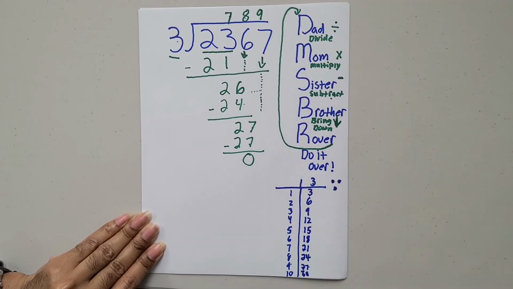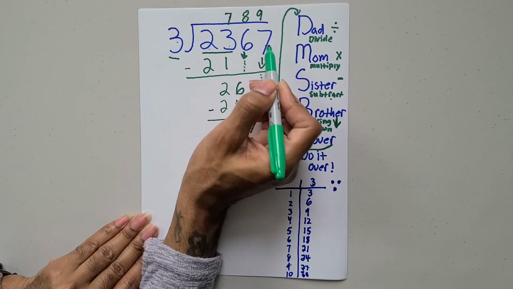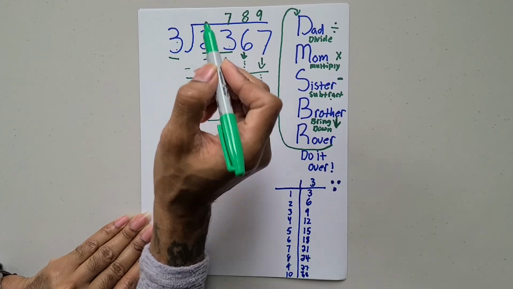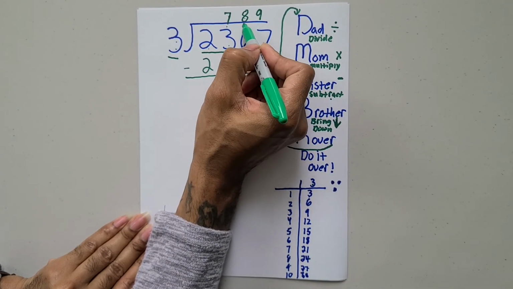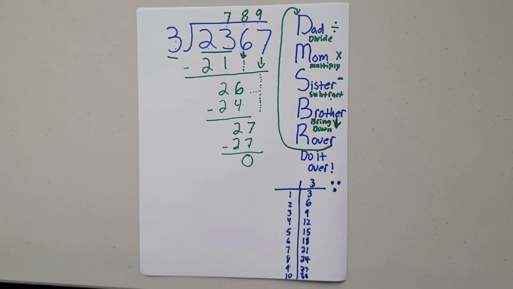789. Therefore, 2,367 divided by 3 comes out to be 789.